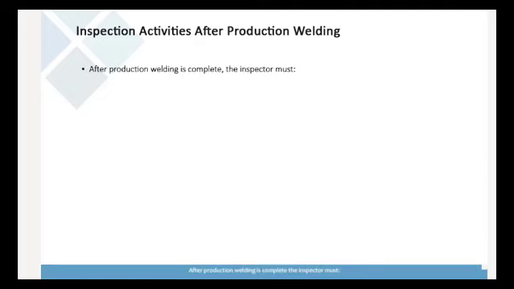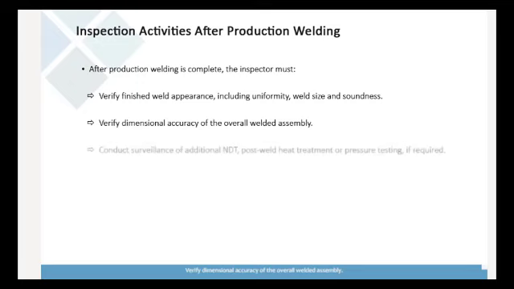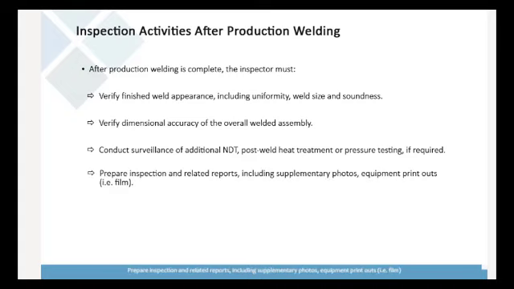After production welding is complete, the inspector must verify finished weld appearance, including uniformity, weld size and soundness. Verify dimensional accuracy of the overall welded assembly. Conduct surveillance of additional non-destructive testing, post-weld heat treatment or pressure testing, if required. And prepare inspection and related reports, including supplementary photos and equipment printouts.